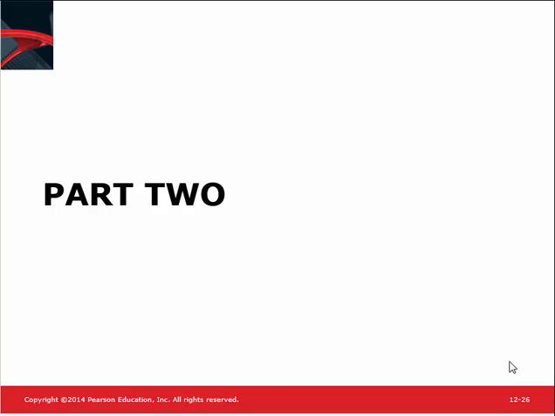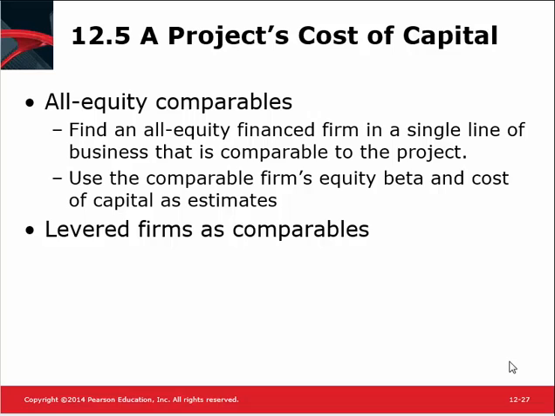Okay, we're going to finish chapter 12 by talking about projects, and in particular, how do we assess the cost of financing for individual projects within the company. One of the ways we can do this is look at what we refer to as all equity comparables. We need to find an all equity company that is very comparable to our project. Using that company's equity beta, we can forecast the actual cost of capital for this company, since they're similar.